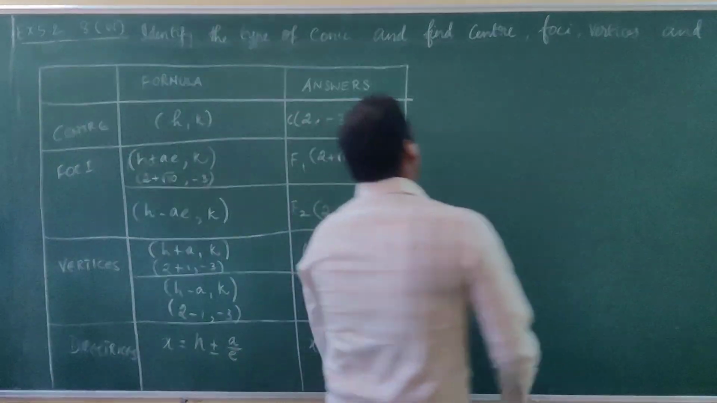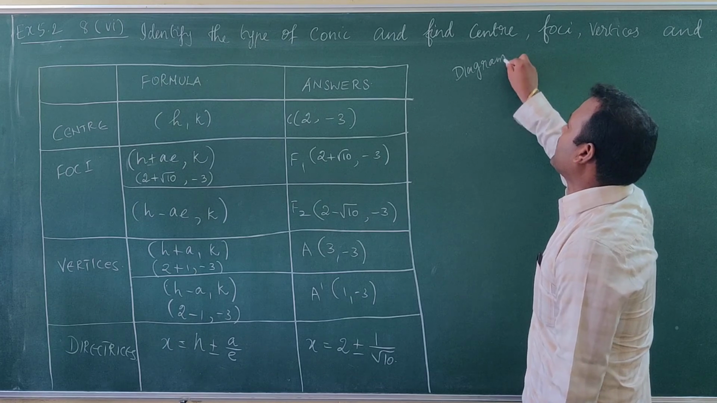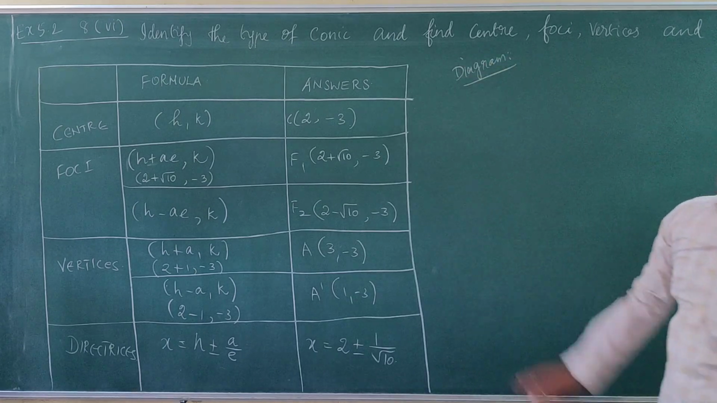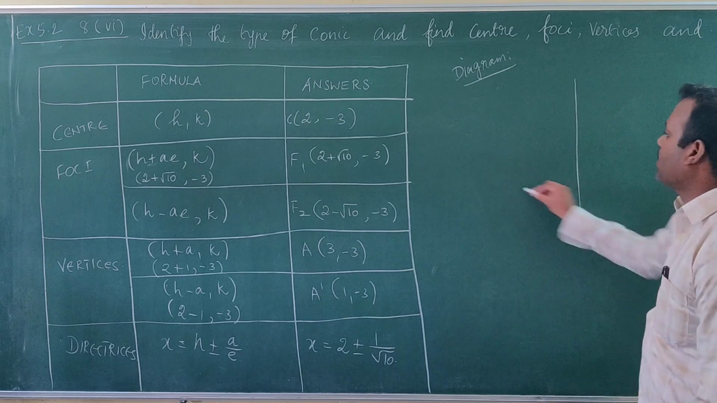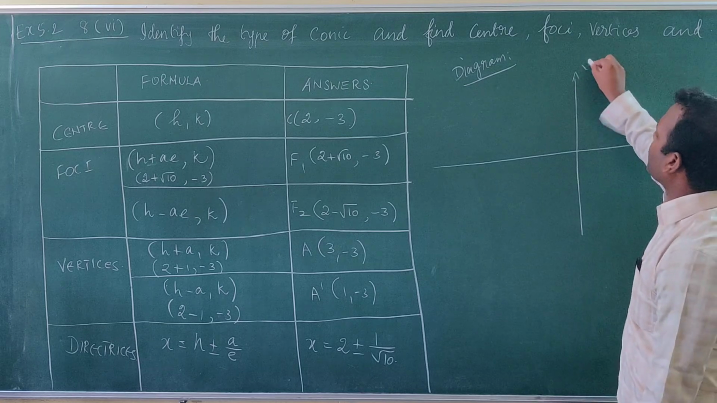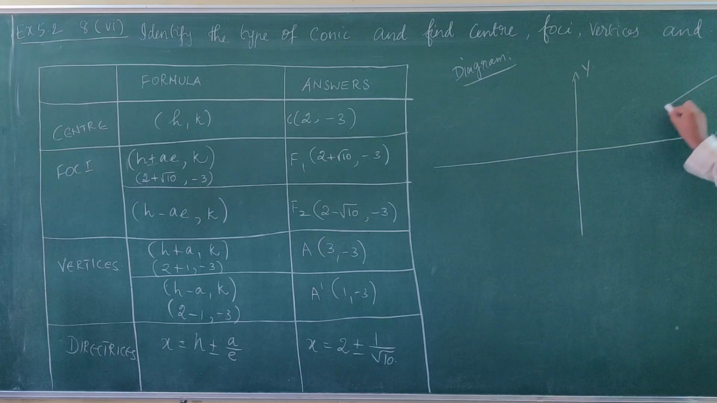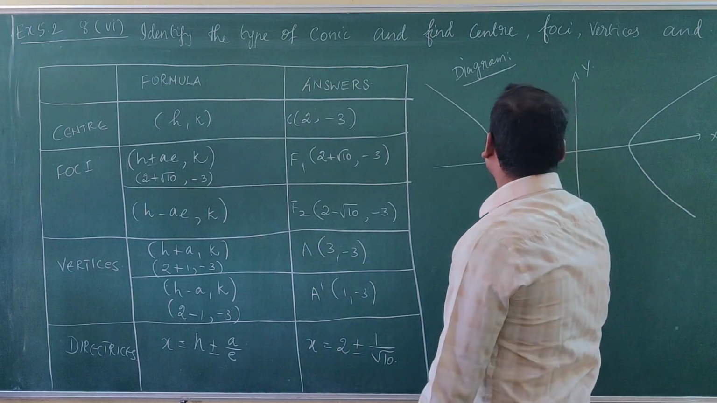Lastly you are going to draw the diagram for this. It is just an approximate or rough diagram indicating the type of the hyperbola. First you have to draw two axes, the X axis and the Y axis. Since your transverse axis is parallel to the X axis, the diagram will be like this.